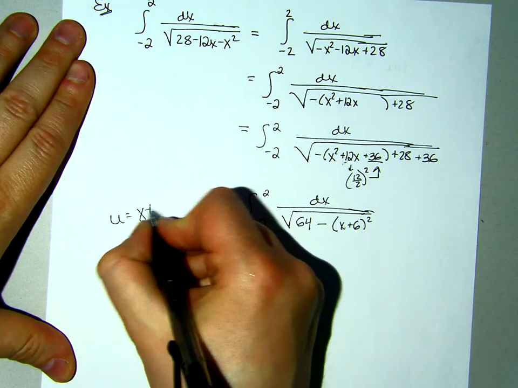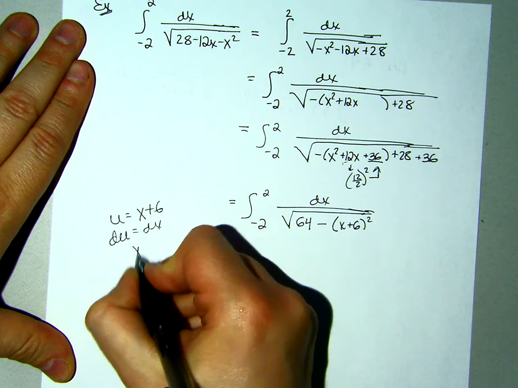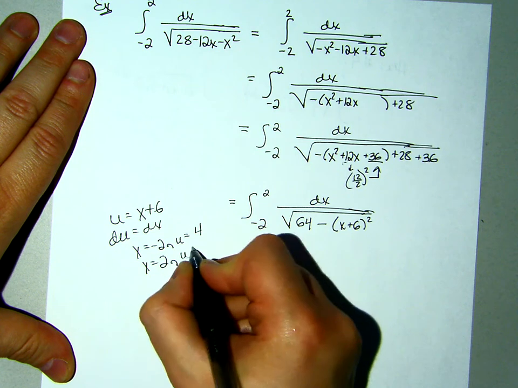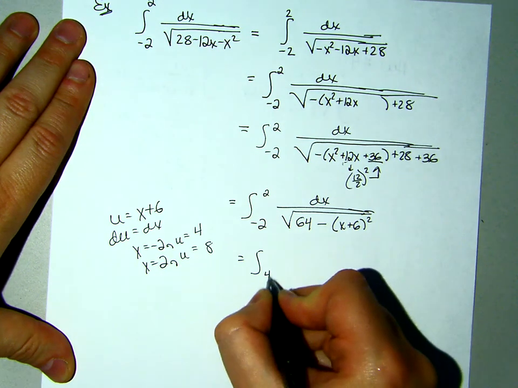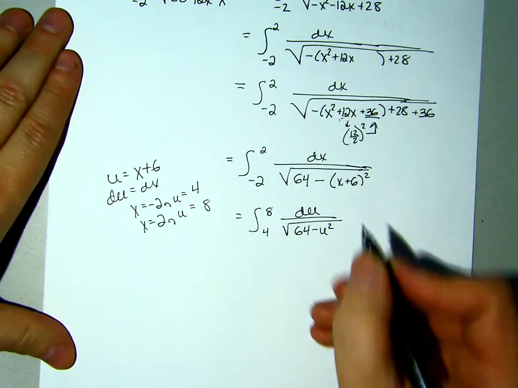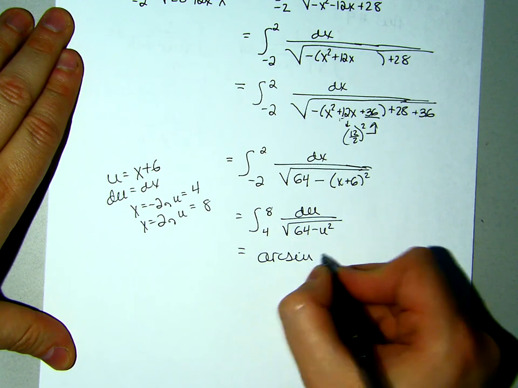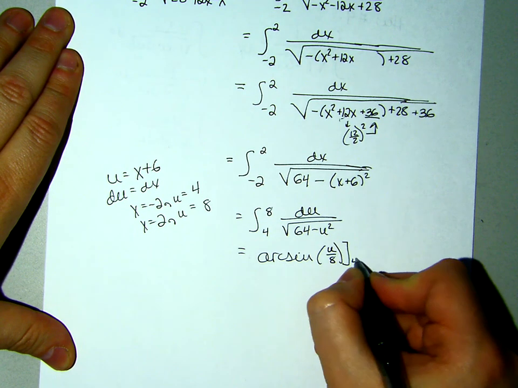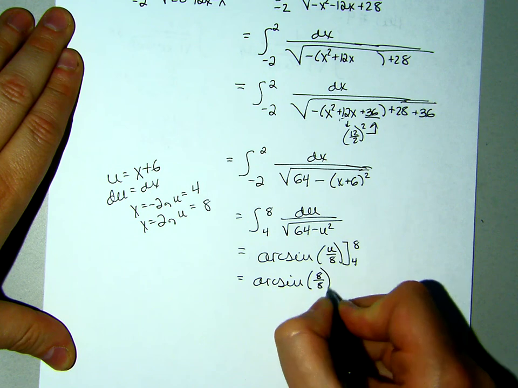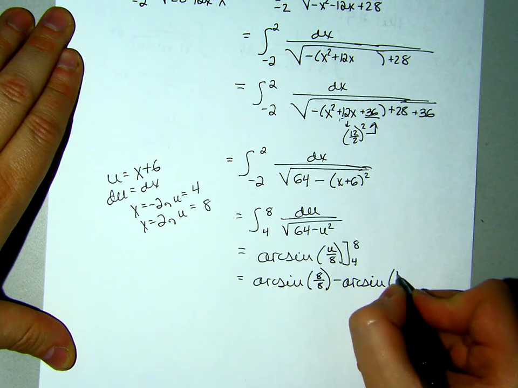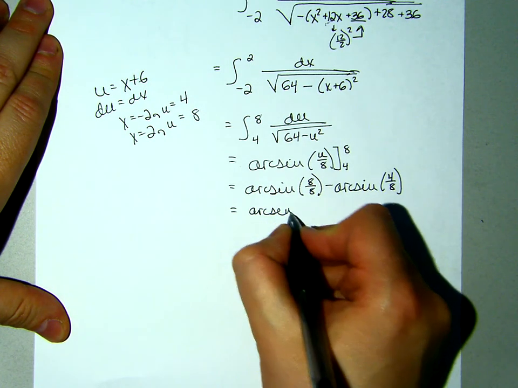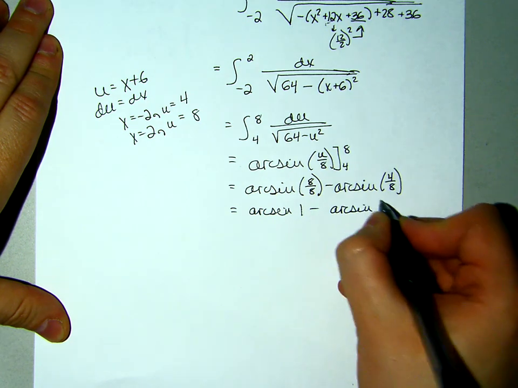Okay, u is x plus 6. du is dx. When x is -2, what does u become? 4. When x is positive 2, what does u become? I want to integrate from 4 to 8 du over the square root of 64 minus u squared. I'm going to get the arc sine of u over 8 from 4 to 8. I'm going to get the arc sine of 8 over 8 minus the arc sine of 4 over 8. I'm going to move up. I'm going to get the arc sine of 1 minus the arc sine of a half.